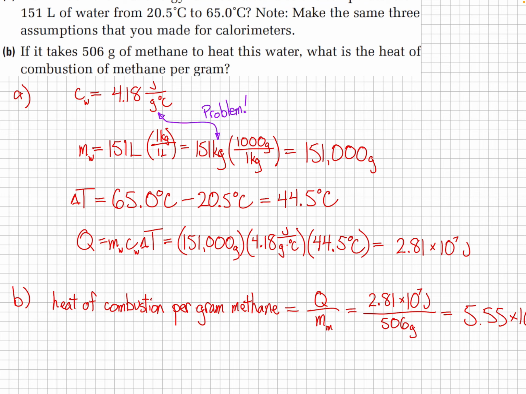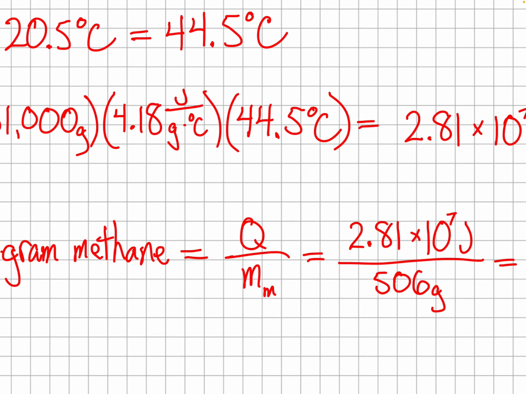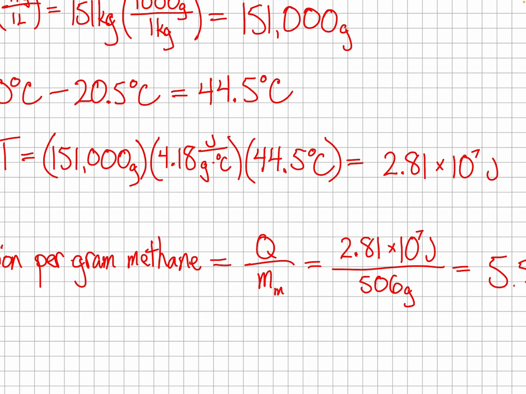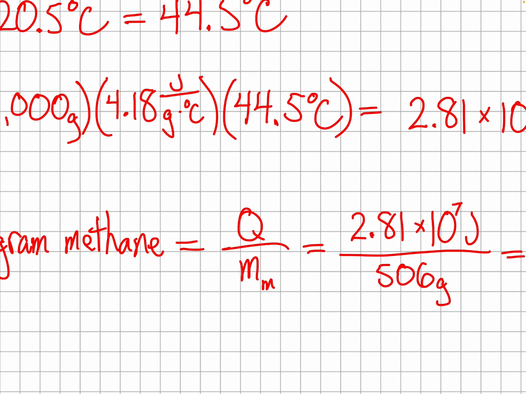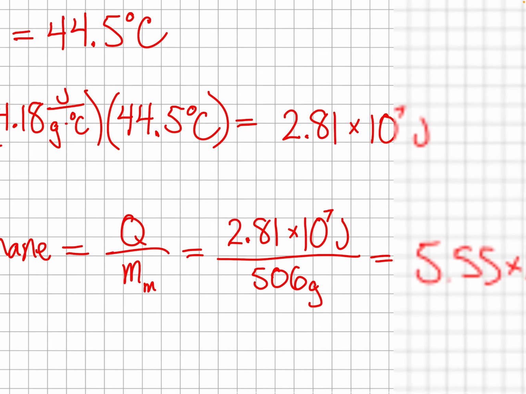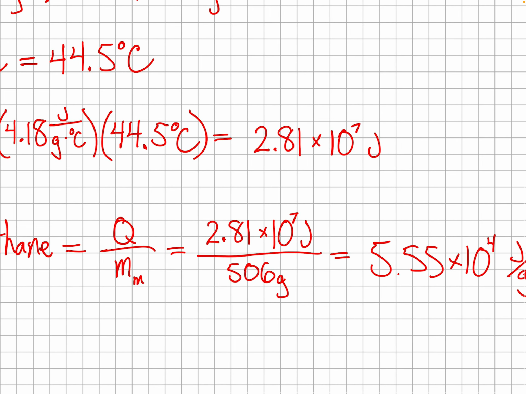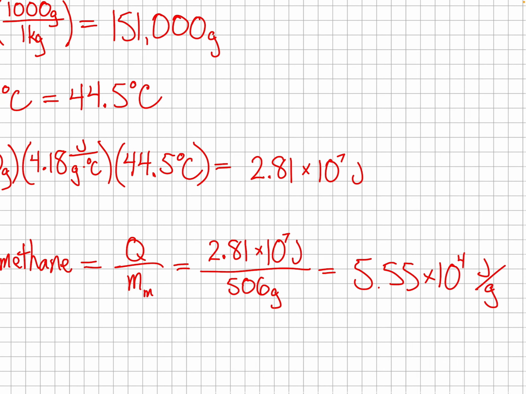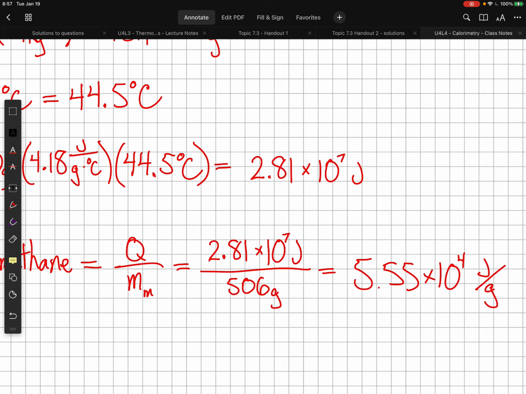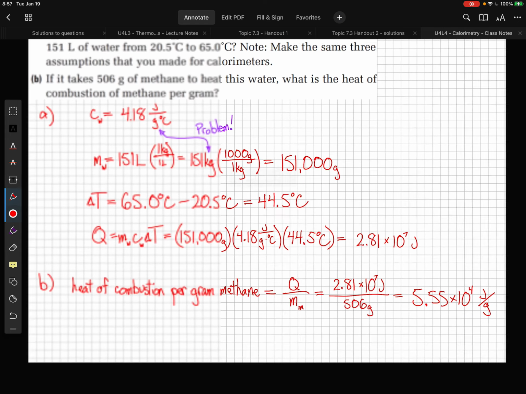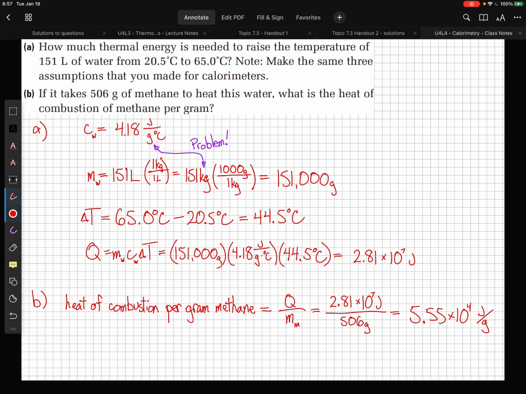Our heat of combustion per gram of methane is just equal to the energy that we have used to heat the water divided by the mass of methane. Very straightforward. We take our previous value, 2.81 times 10 to the 7 joules, and divide by 506 grams. That gives us a value of 5.5 times 10 to the 4 joules per gram. You could easily check this by looking up the heat of combustion per gram of methane on the internet, and I advise you to do that now.